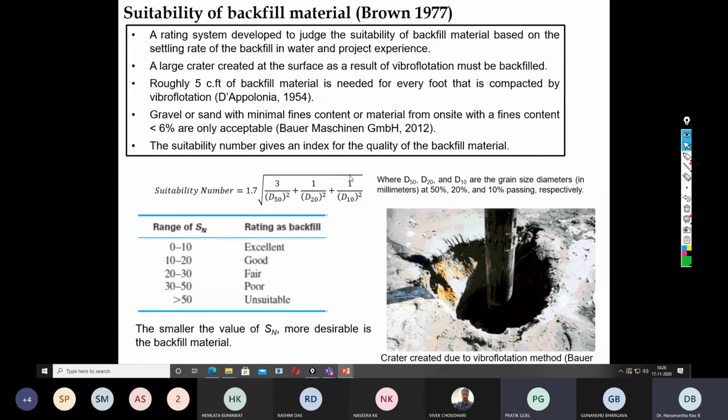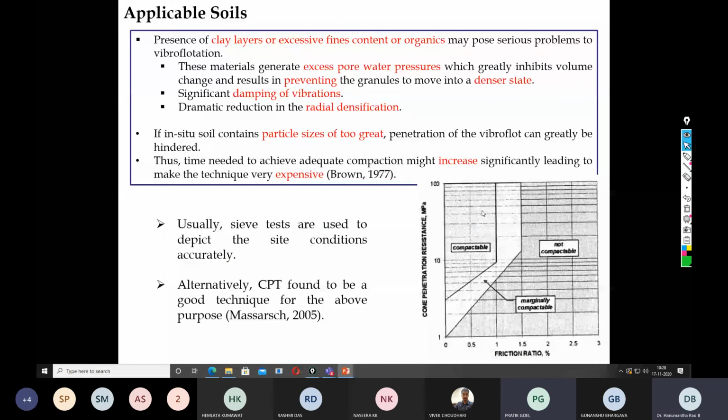Then, sir, the graph which we obtained previously, this one, is it for some particular soil or in general, sir? This is in general. Okay, sir.